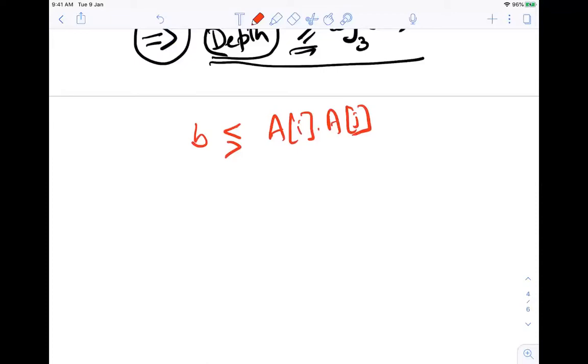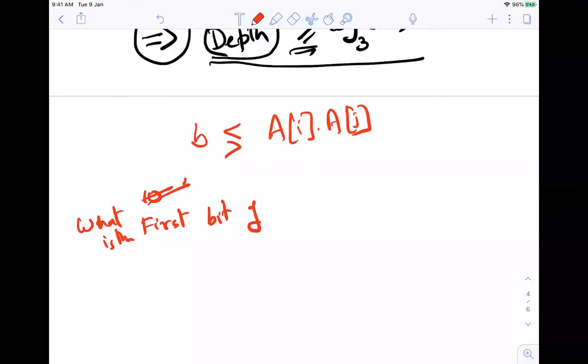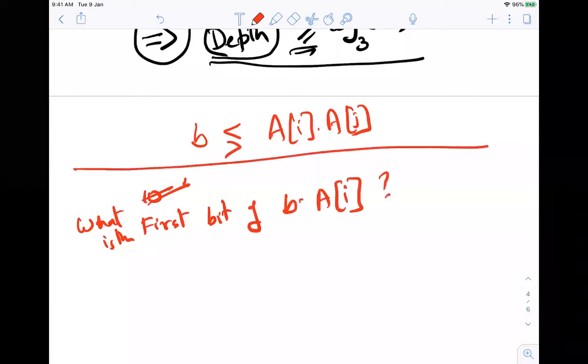Or say, what is the 10th bit of, or the first bit of, b times ai. I don't know, some very weird things could have been asked, right? So these are valid questions that an algorithm can ask. Who stops us from doing that, right?